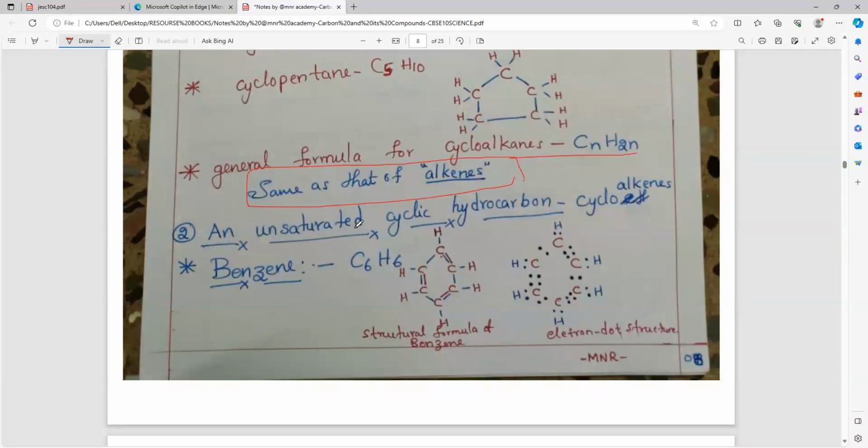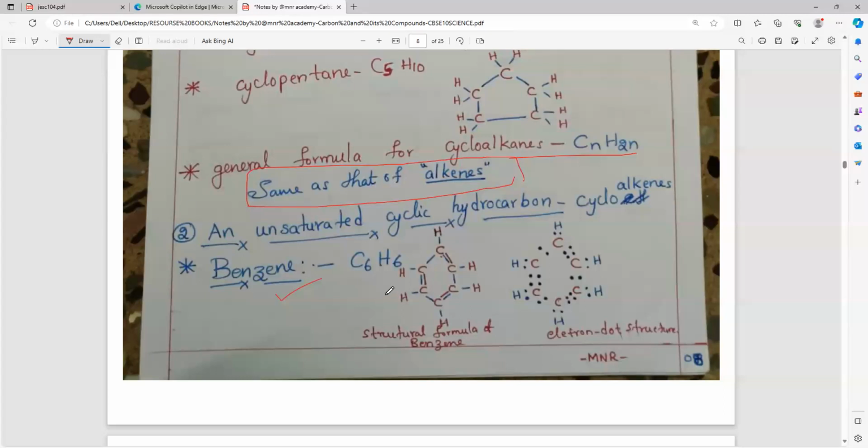Next, unsaturated cyclic hydrocarbons. And what is the basic and more standard compound of unsaturated hydrocarbons? Everybody? Yes, benzene. That is what you have to remember. Anybody having any doubt, please let me know. Are you clear or not? Everyone? Yes, please respond, guys.